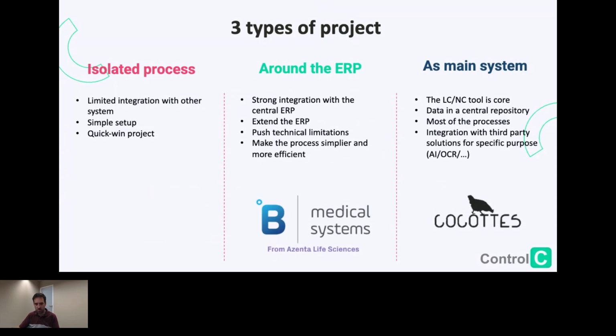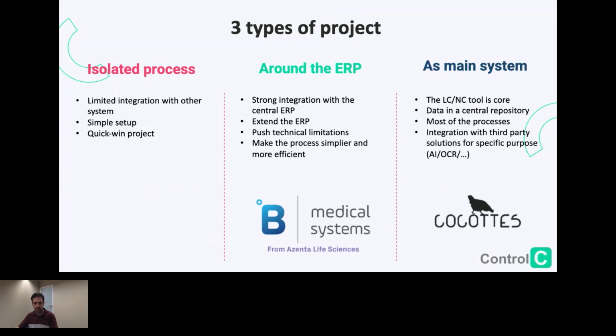The last type of project is a low and no code project as the main and central system. In that case, and as Christian said in his presentation, this could definitely help you to build your own ERP system. And we'll take the case of Cocotte, where today they made their own ERP system with us on a no-code platform, and this platform handles almost all of their processes.